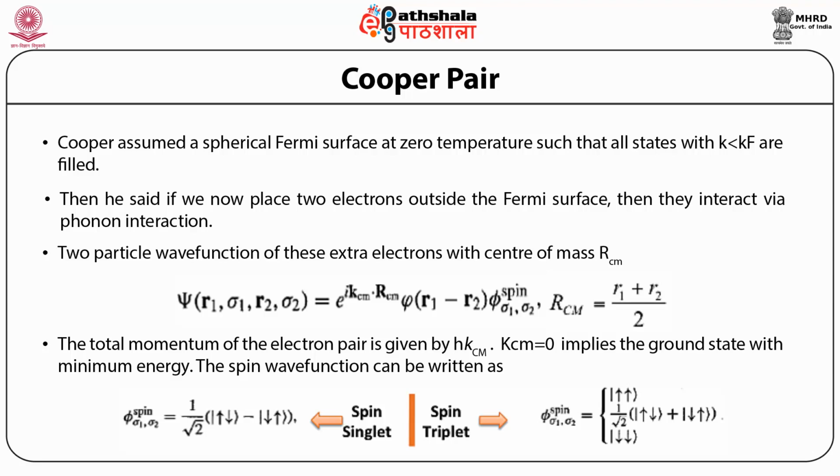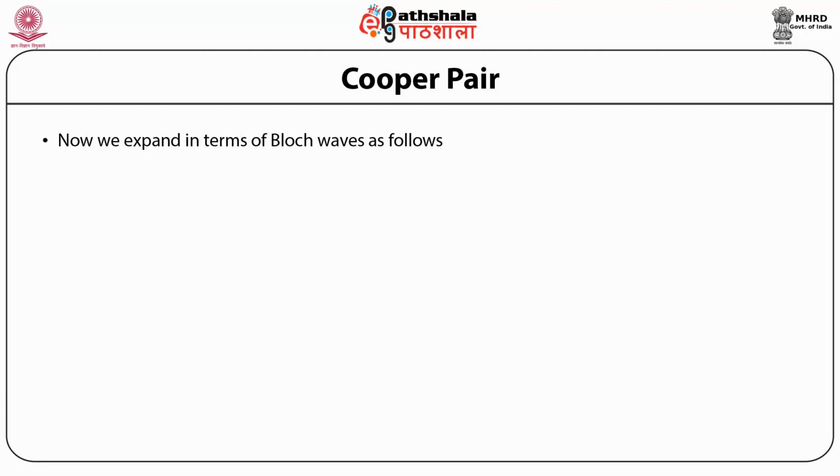Quite typically, what one does is that the total wave function is written as a product of the spatial part and the spin part, which is exactly what we have done here. And the exponential term e raised to power iota k center of mass dot R center of mass is basically a plane wave representation. Now proceeding ahead, we expand in terms of the Bloch wave as follows.